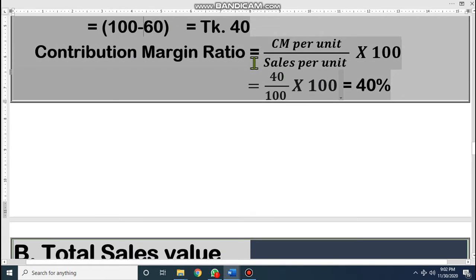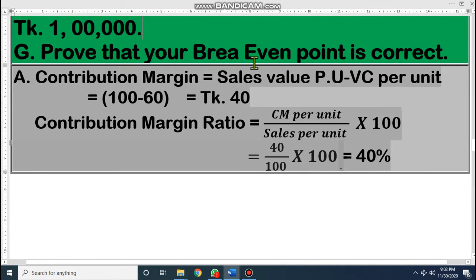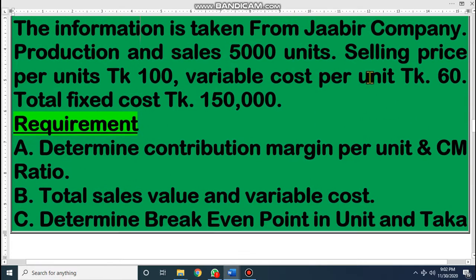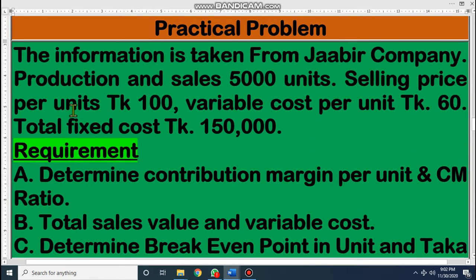All of you know the formula. Dear student, the main thing in this chapter is formula. If you can remember the formula, easily you can do the math. Look at the first formula, contribution margin. Contribution margin is sales value per unit minus variable cost per unit. From the question, sales per unit is 100, variable cost per unit is 60, that means 100 minus 60, then you will get the CM.